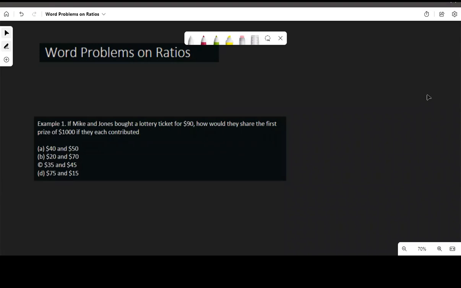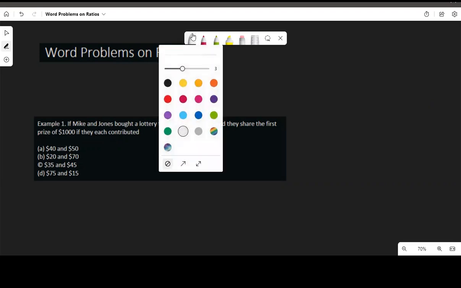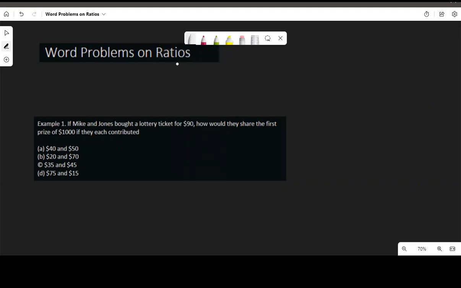In this lesson, we are going to learn how to use ratios to solve problems. So the topic is word problems on ratios. It's a continuation of our previous classes. We've had two classes on ratios and proportion. In this class, we are going to use that knowledge to solve word problems.